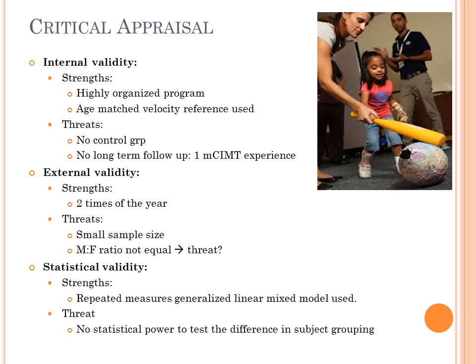The male to female ratio was not equal, like it was 11 males and 1 female, but in kids, to check gait characteristics, I was not really sure if that would be a threat to external validity based on the gender. Some strengths of the statistical validity included that they used the appropriate repeated measures with generalized linear mixed model. The threat, although, was that there was no statistical power to test the difference in subject grouping based on the age or on the use of AFO and without AFO.